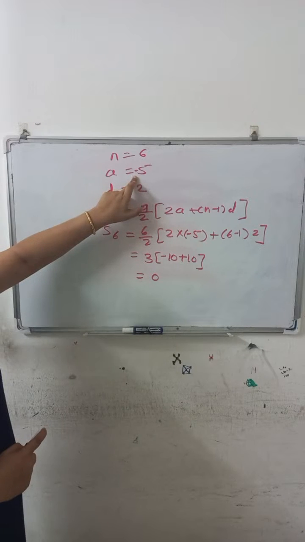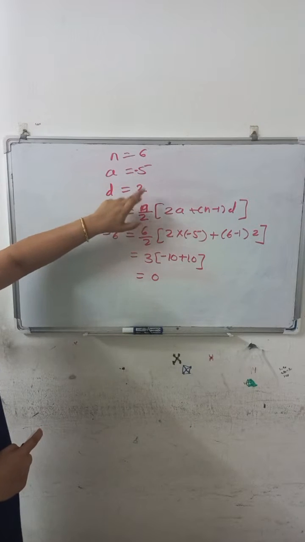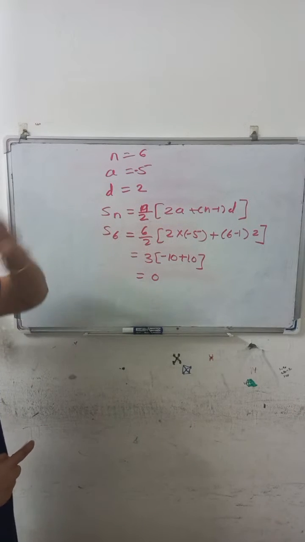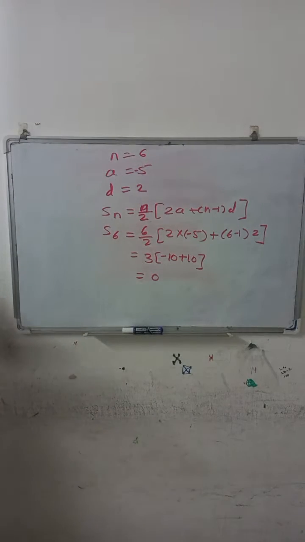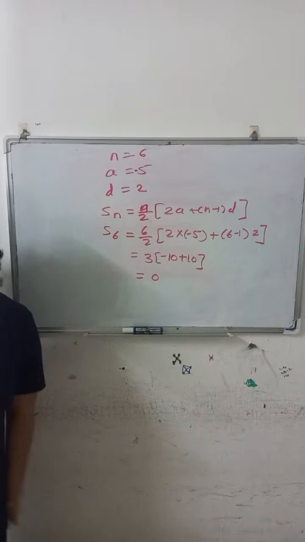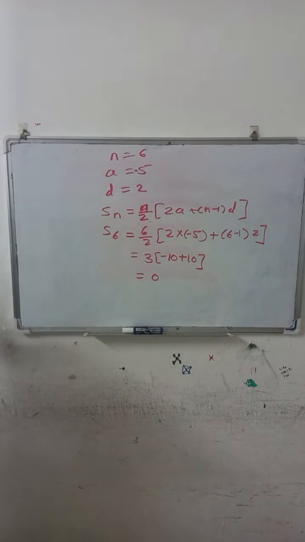As here it is minus 5 and you are adding plus 2, the numbers started decreasing. Okay, and equal and opposite numbers get added, so we are getting sum equal to 0. Getting this? Copy this.